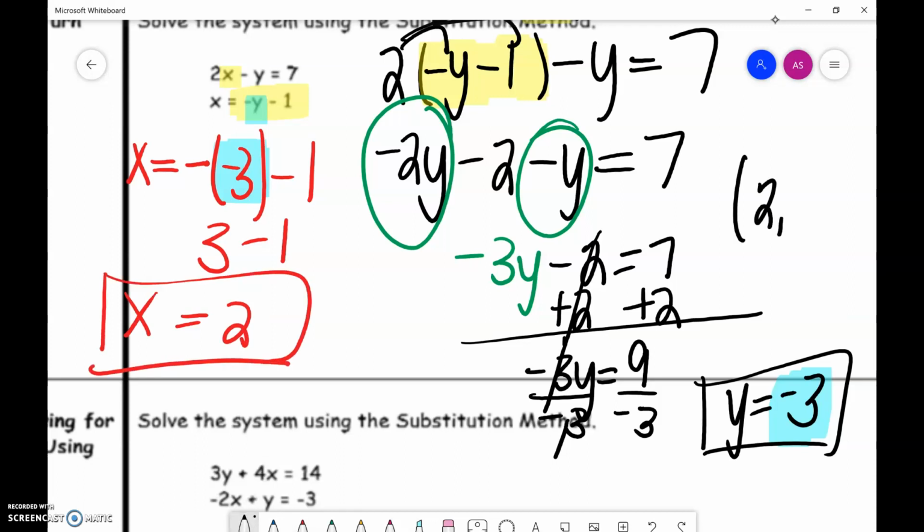Then my final answer will be 2, negative 3. We want to write that as a point.